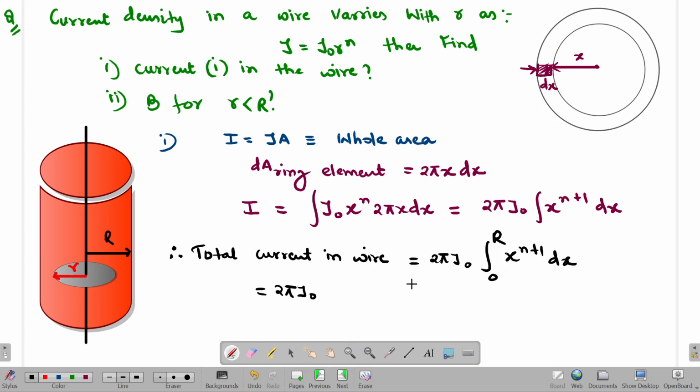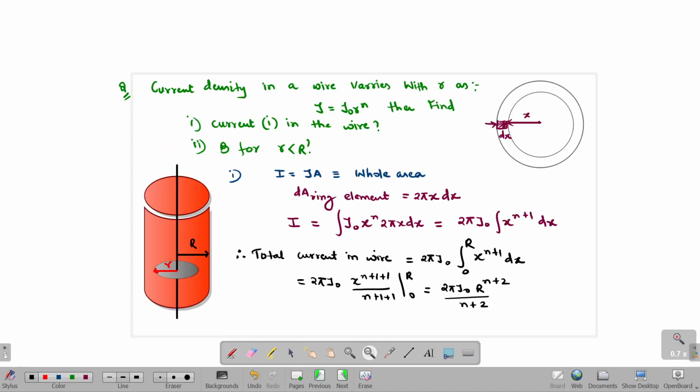2 pi j naught, x to the power of n plus 1 divided by n plus 1, from 0 to capital R, isn't it? So this is 2 pi j naught. What will it become? R to the power of n plus 2 divided by n plus 2. And if it is 0, then all the terms are 0. Are you able to get me or not? Is it clear? So that is the total current in the wire, isn't it?